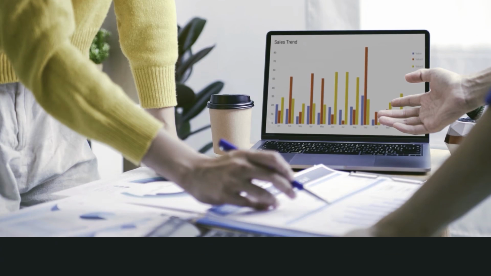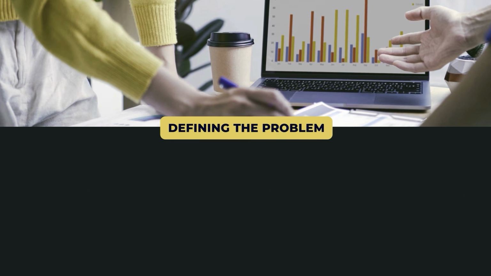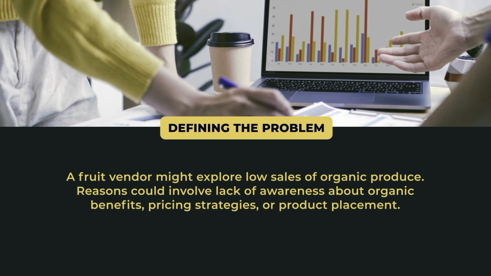For example, in the case of a fruit and vegetable retailer, he could want to know why the sales are not meeting expectations for organic fruits and vegetables. The reasons could be lack of awareness towards the benefits of organic fruits and vegetables, pricing and positioning of products, and so on, that need to be further explored.